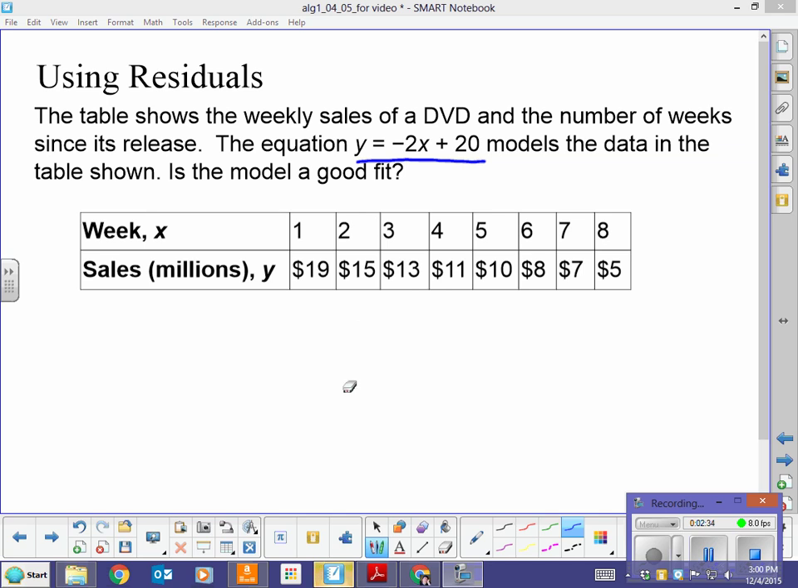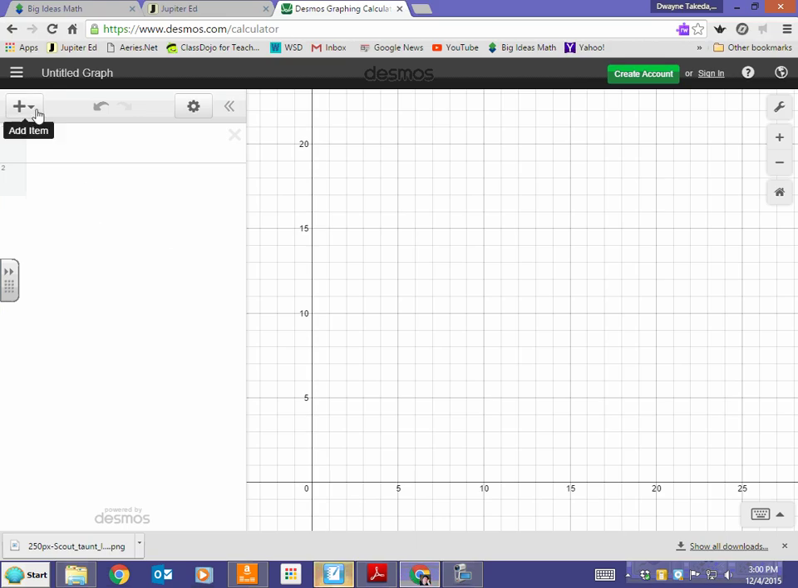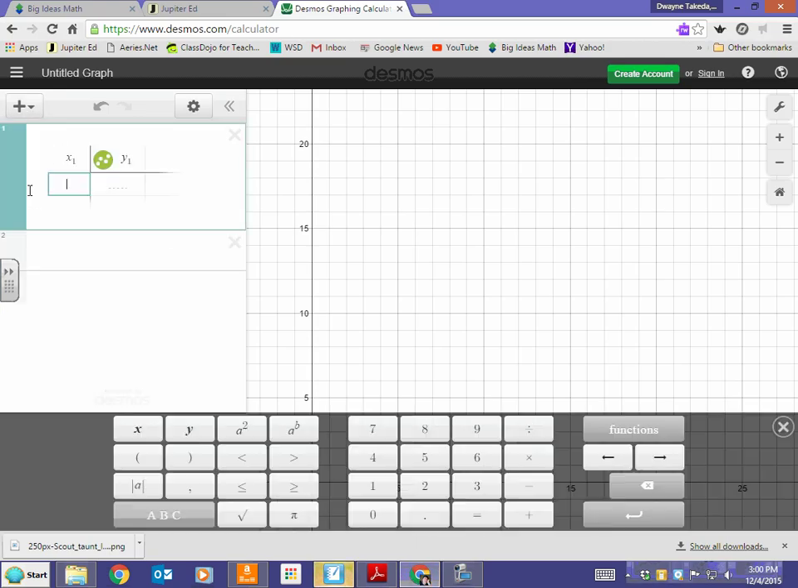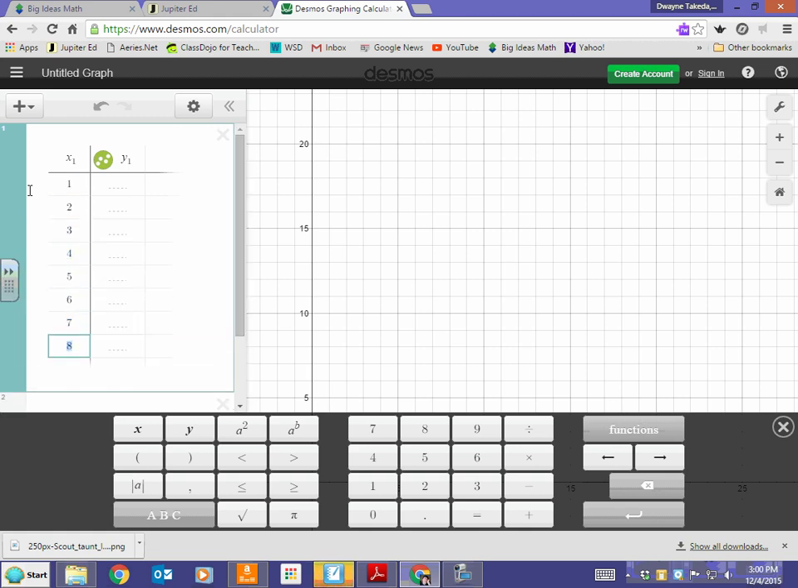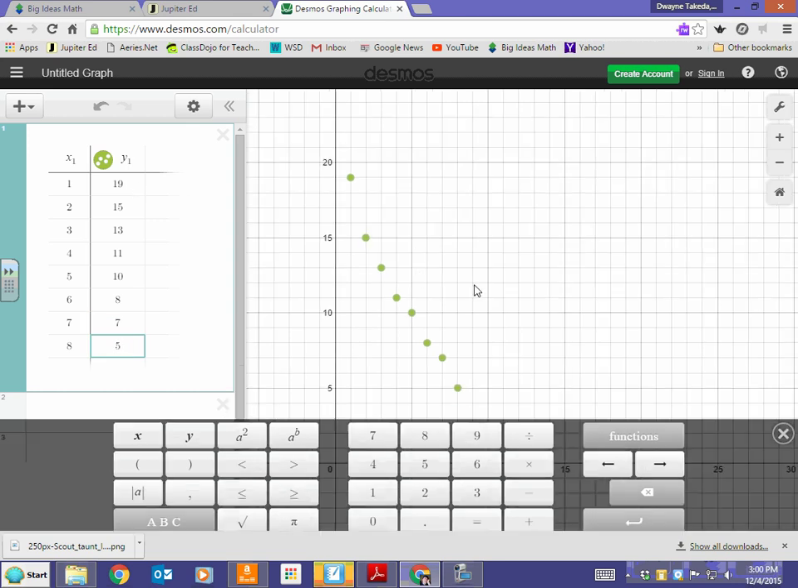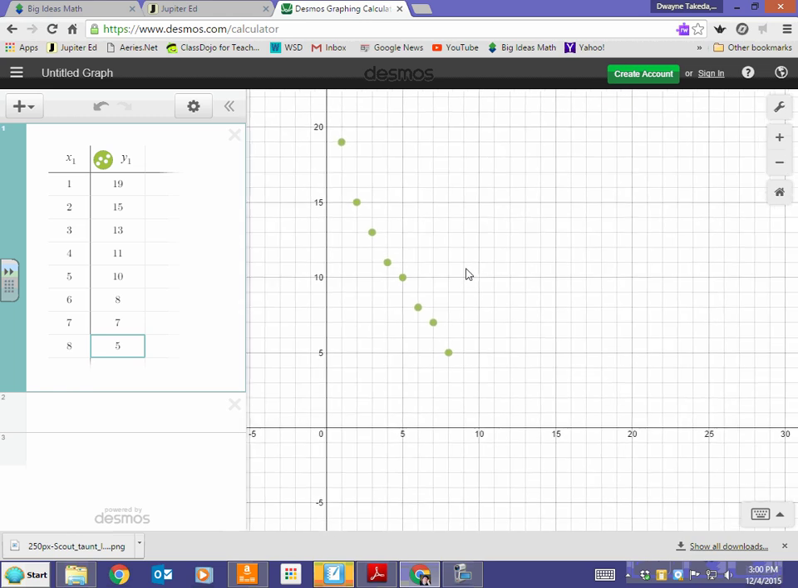So what we're going to do is go back to our friend Desmos and recreate this data table there. So I'm going to add an item, put it in the table, and then add 8 x values. For my y values, I'm going to put in 19, 15, 13, 11, 10, 8, 7, and 5. Okay, so here we have our scatter plot.